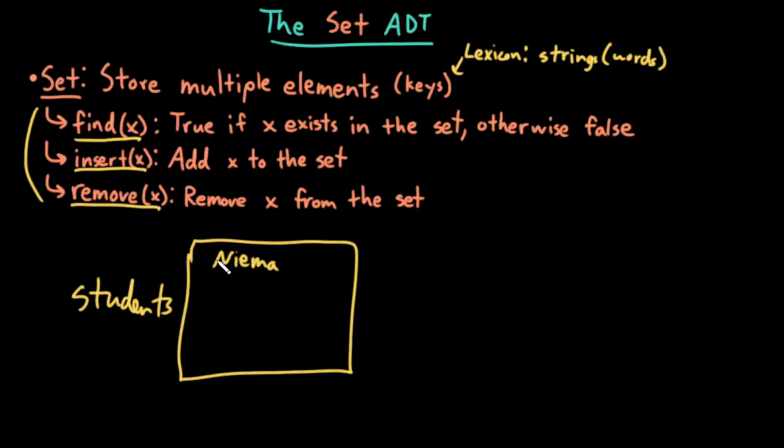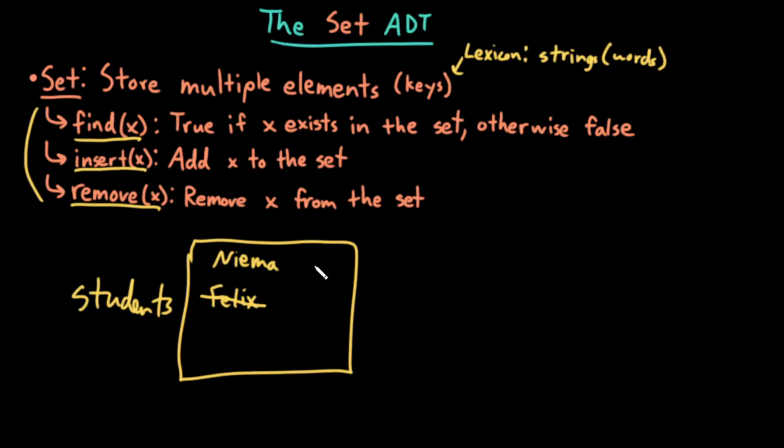I could then maybe insert Felix. Now, if I do find Felix, this will also return true. If I do find Ryan, this students set will return false because Ryan doesn't exist in it. I could then do something like remove Felix, and then it'll remove Felix. So now if I do find Felix, this will return false. I could do remove Ryan, but Ryan doesn't exist in my set, so I'm just not going to do anything.